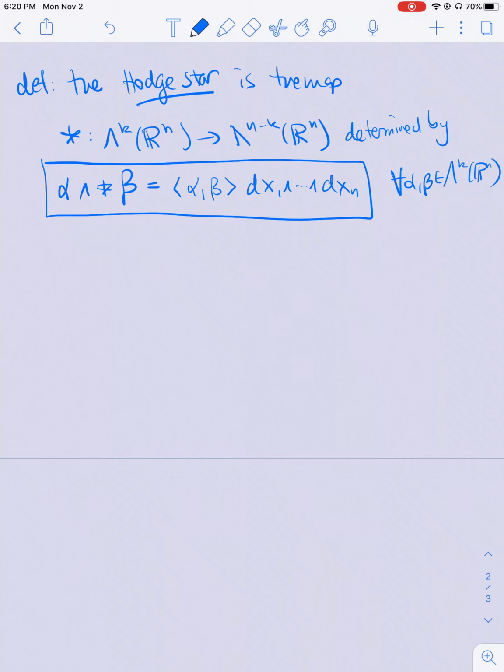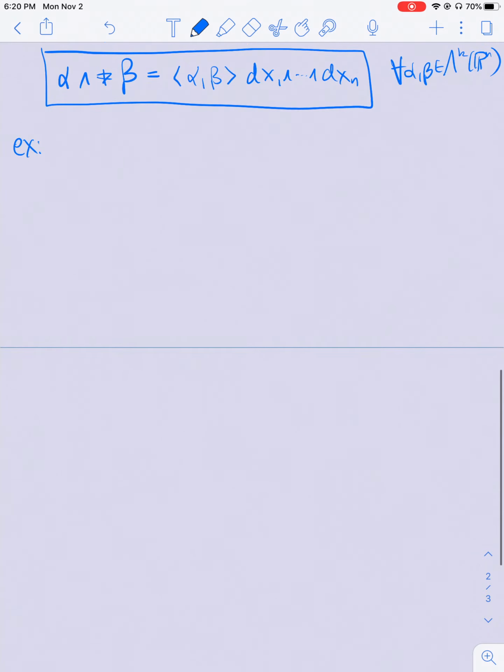It might not be clear that the Hodge star actually is like this property actually determines a map. But we'll do some examples and hopefully that will convince you that it does. So we'll do the example of functions, so 0 forms on R3.